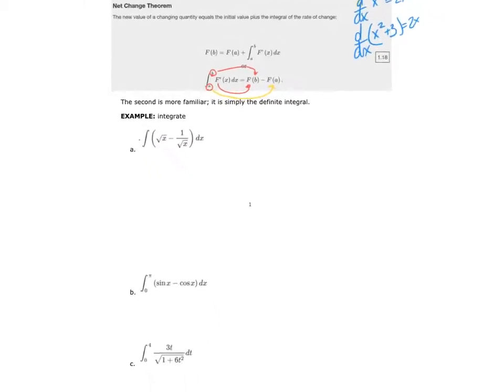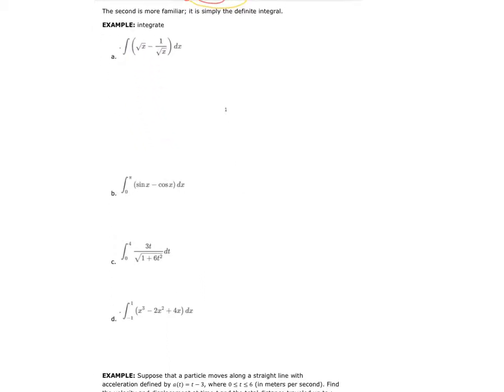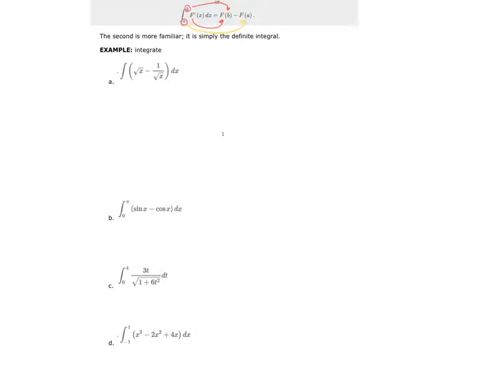So here are 4 examples. Which one of these 4 would you like me to do, and which one of these 4 would you like to do? Go ahead and put in the chat which one you would like me to do, and then you all get to do the other ones.